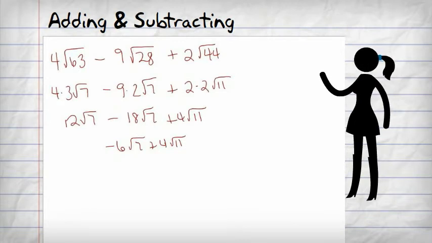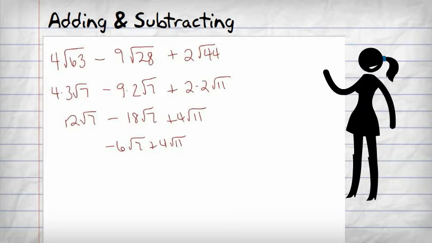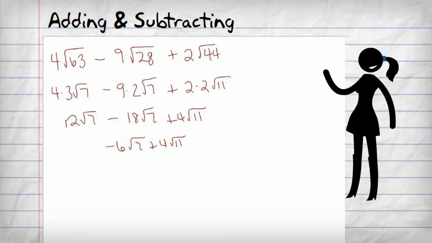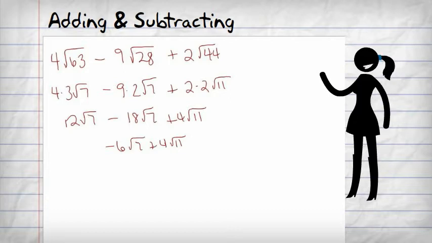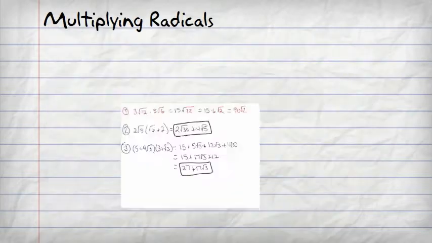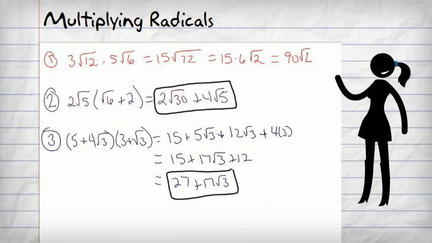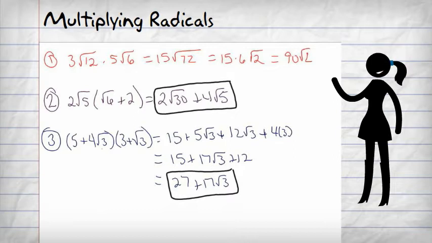Next, we're adding and subtracting radicals. First, you need to simplify the radical, and then you can combine like radicals. Multiplying radicals, multiply the outsides, multiply the insides, and then simplify if you can.